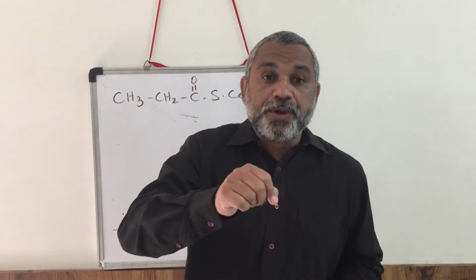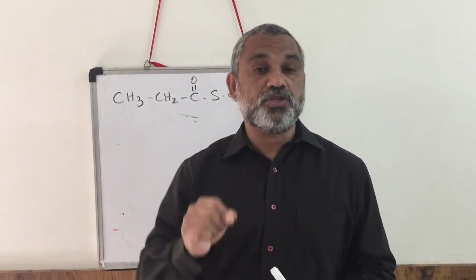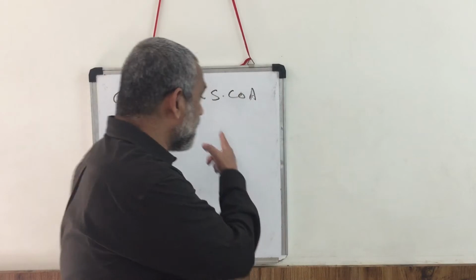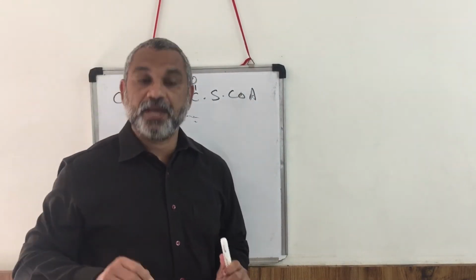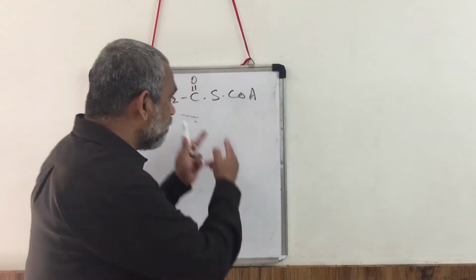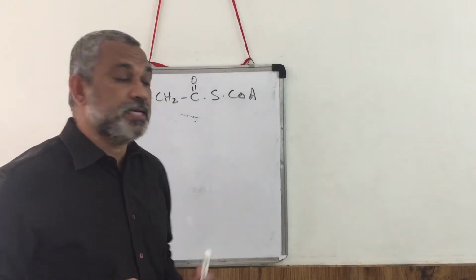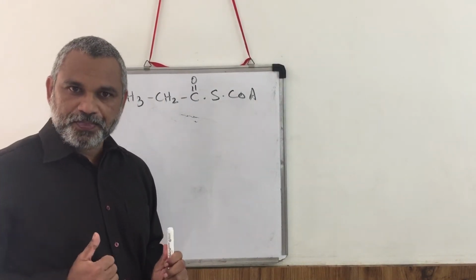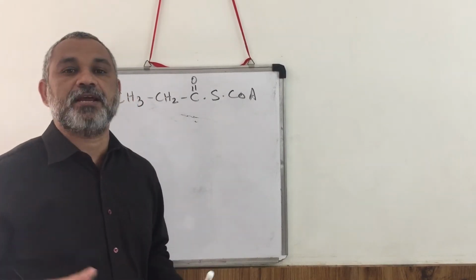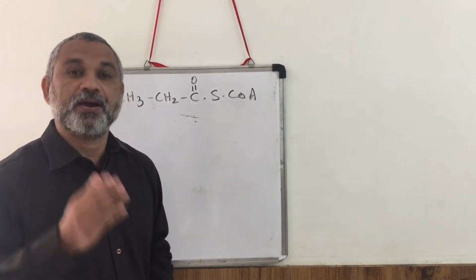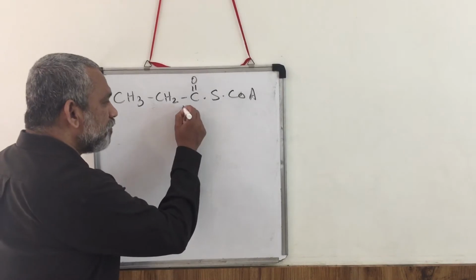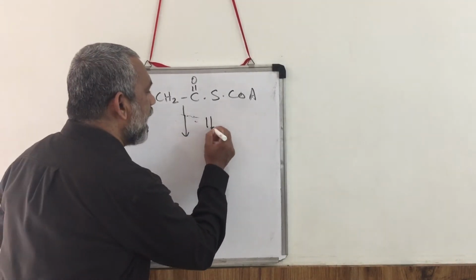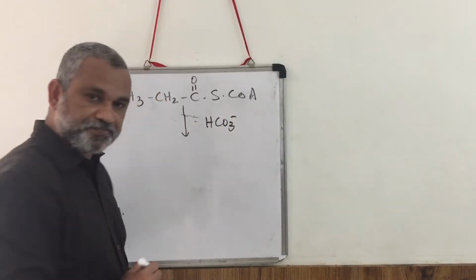Now propionyl-CoA must enter into the TCA cycle. So it can very easily be converted to succinyl-CoA, a 4-carbon compound. So we are going to attach a carbon to this 3-carbon compound, make it a 4-carbon compound, and then continue with the TCA cycle for the remaining oxidation. How do we do that? The first step is to add a CO2. That can be added as a bicarbonate ion.